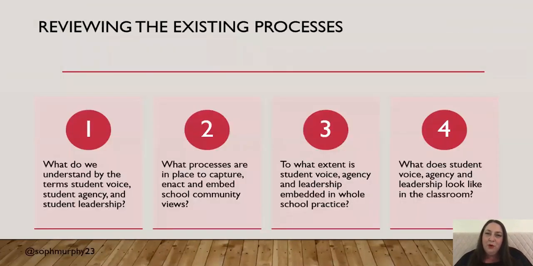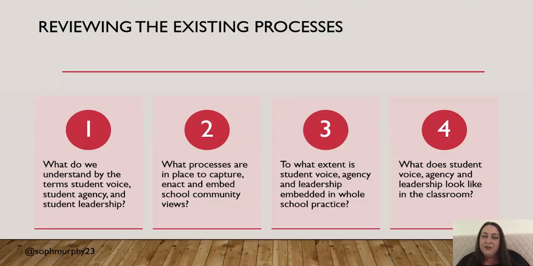So what should we do about it? Well, I think that as a starting point, understanding the terms of student voice, agency, and leadership, and Amplify being a Victorian document is a wonderful place to start, being an Australian document, and really leading the way. So it is in draft form. It's the first iteration of it.